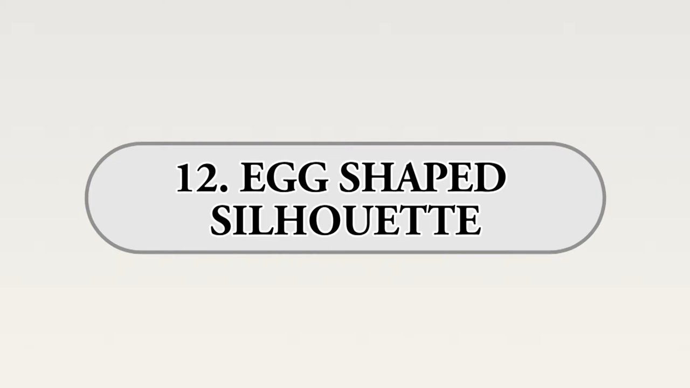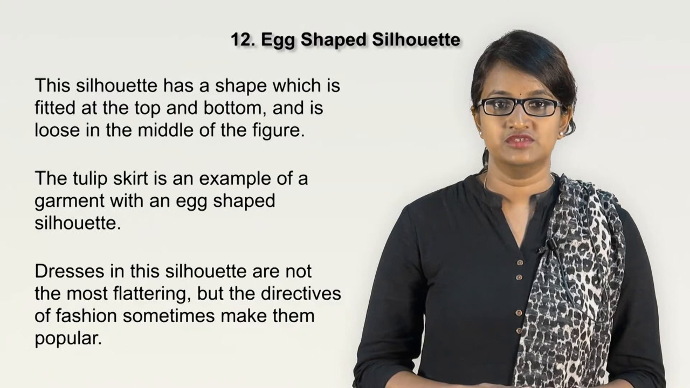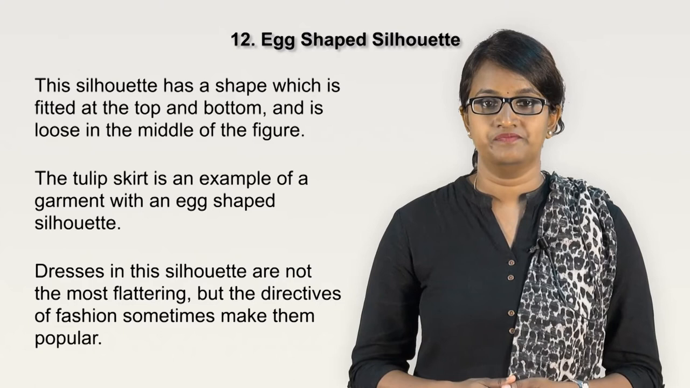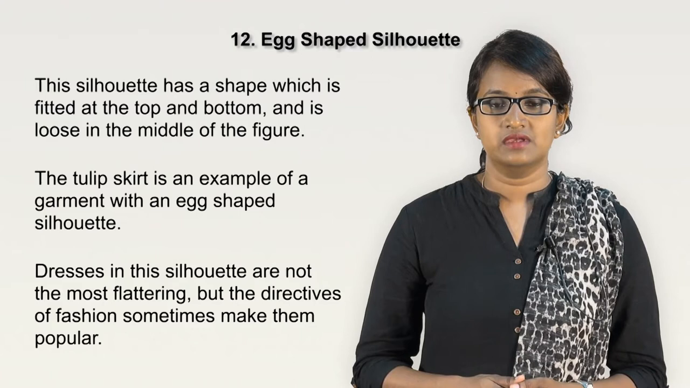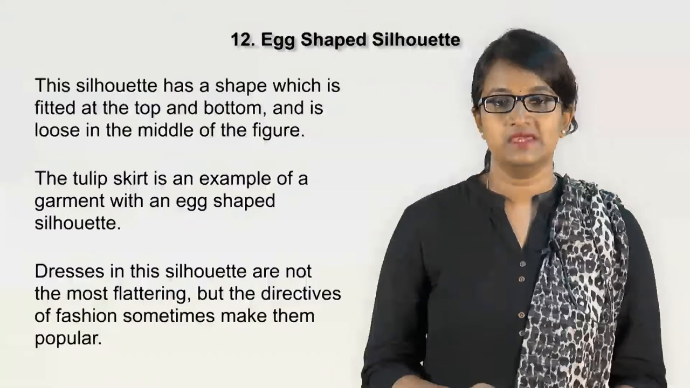Egg shaped silhouette. This silhouette has a shape which is fitted at the top and bottom and is loose in the middle of the figure. The tulip skirt is an example of a garment with an egg-shaped silhouette. Dresses in this silhouette are not the most flattering, but the directives of fashion sometimes make them popular.